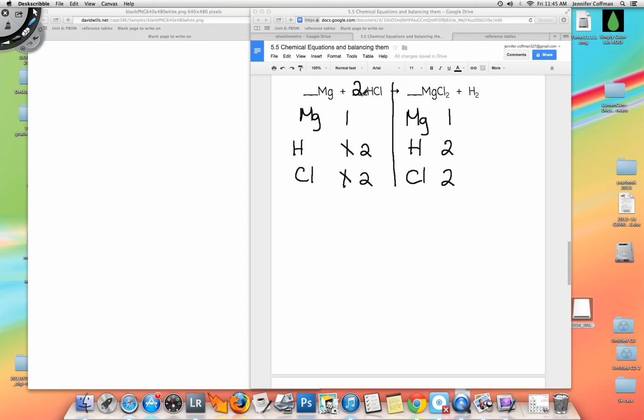Okay? Recount everything. You don't have to recount this side because I didn't put a coefficient on that side. Now, we're done with this 2. Magnesium is 1. Magnesium is 1 on the product side. 2 hydrogens on the reactant side. 2 hydrogens on the product side. 2 chlorines on the reactant side. 2 chlorines on the product side. This guy is balanced. Okay, he's happy. You have law of conservation. You have the same number of atoms on the reactant side as you do on the product side.